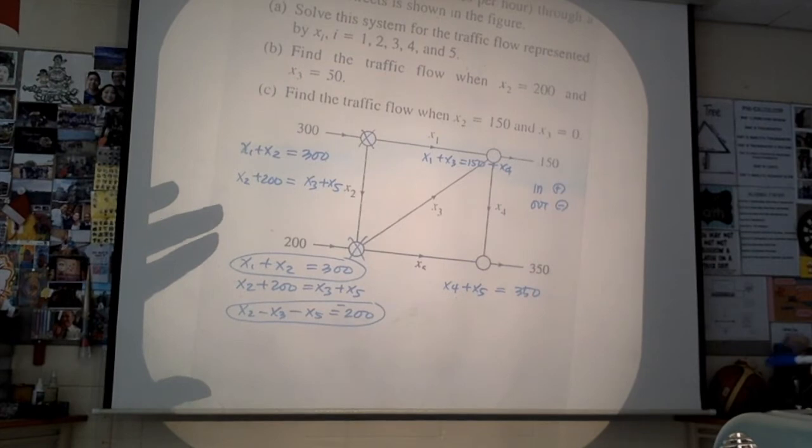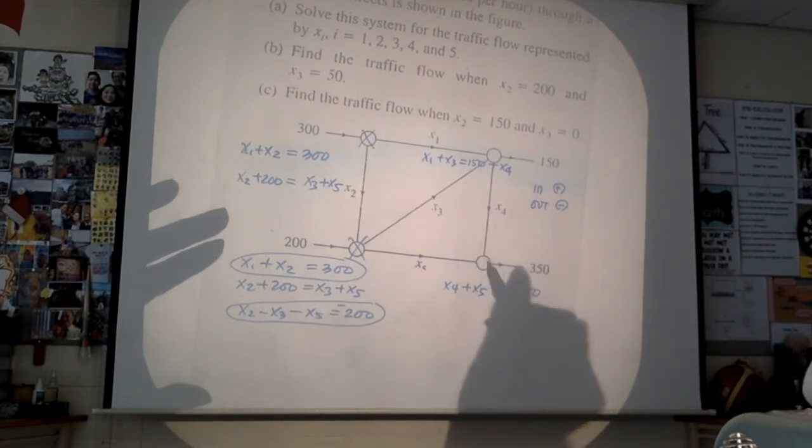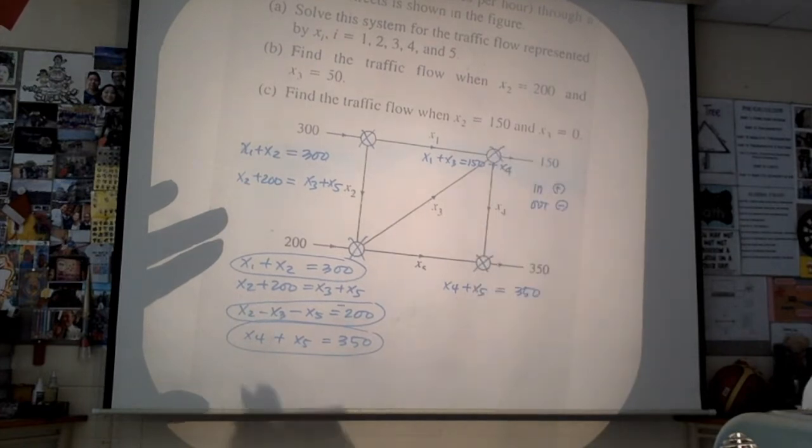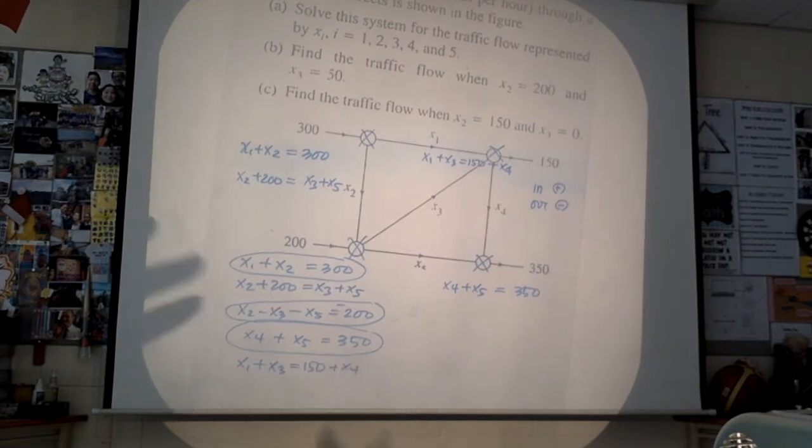Our third equation is for this node here. That one was x4 plus x sub 5 is equal to 350, and that one can stay as is. And we have this one here, where x1 came in, x3 came in, but 150 went out, and x4 went out. Let's rearrange this one.